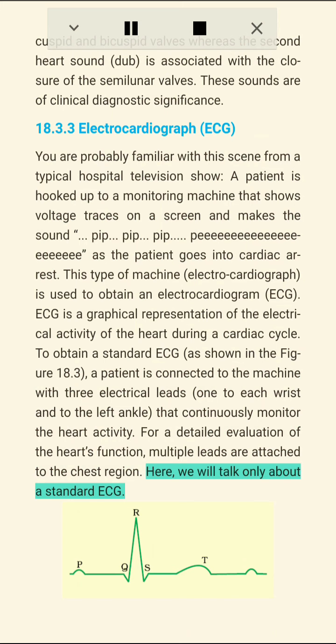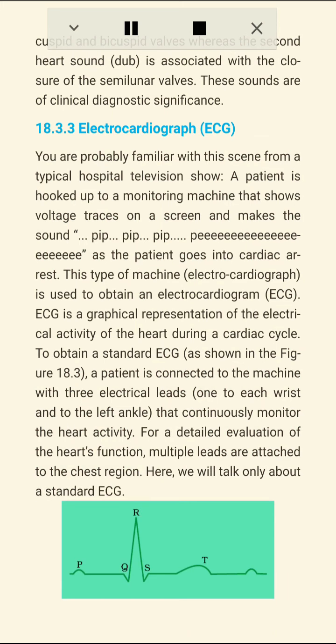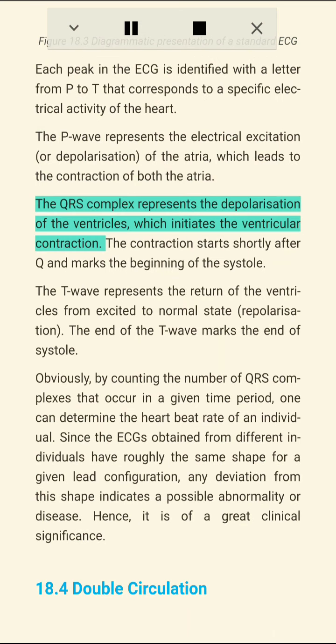Here, we will talk only about a standard ECG. Figure 18.3 Diagrammatic presentation of a standard ECG. Each peak in the ECG is identified with a letter from P to T that corresponds to a specific electrical activity of the heart. The P wave represents the electrical excitation, or depolarization, of the atria, which leads to the contraction of both the atria.